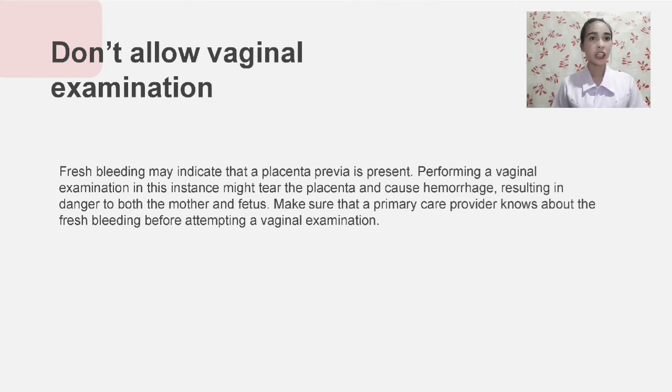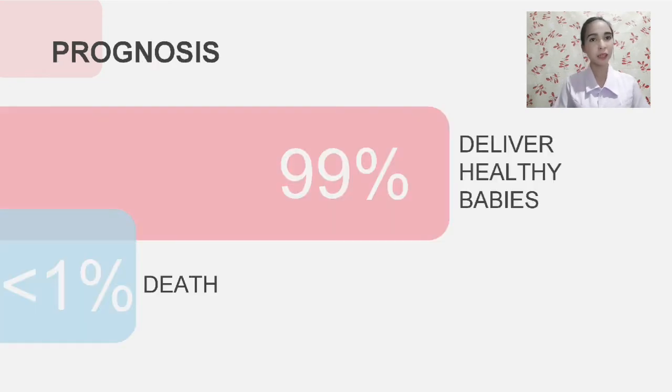Don't allow a vaginal examination, to minimize placental trauma. So vaginal examination should not be done in the presence of fresh bleeding because fresh bleeding may indicate that a placenta previa is present. Performing a vaginal examination in this instance might tear the placenta and cause hemorrhage, resulting in danger to both the mother and fetus. Make certain a primary care provider knows about the fresh bleeding before attempting a vaginal examination.